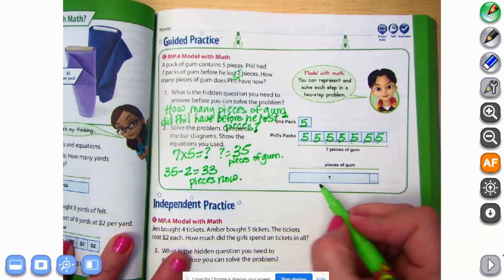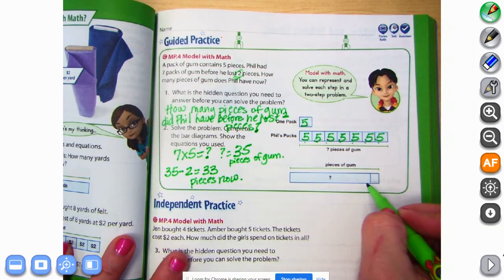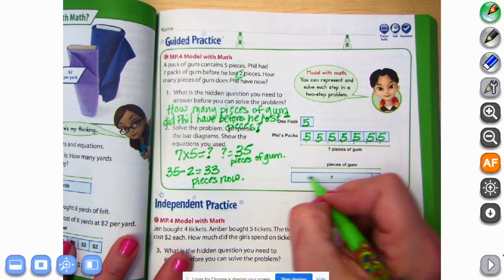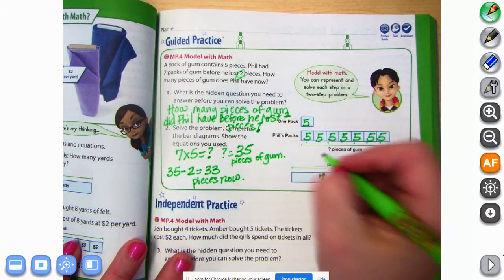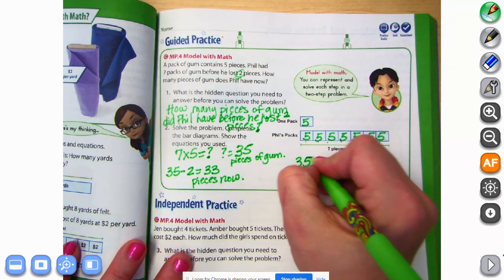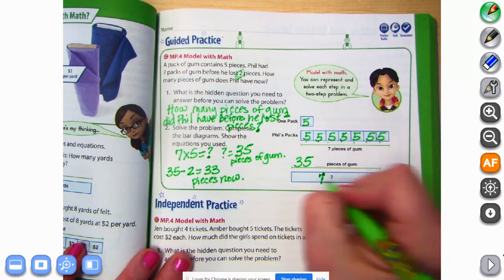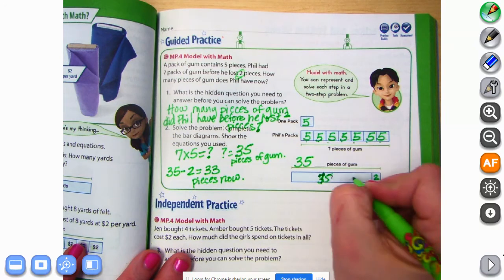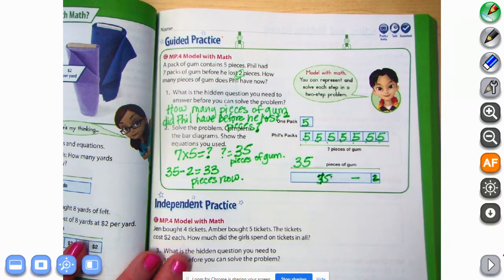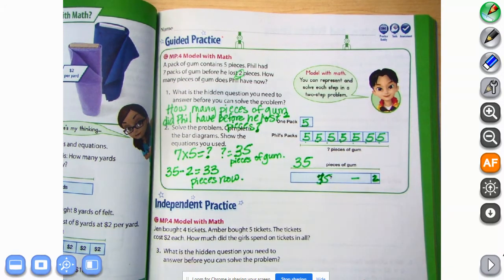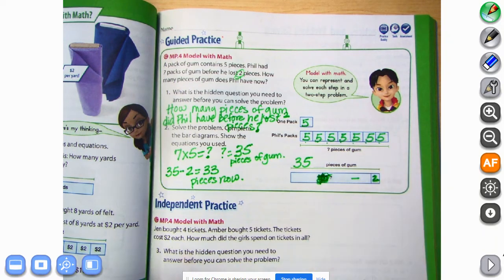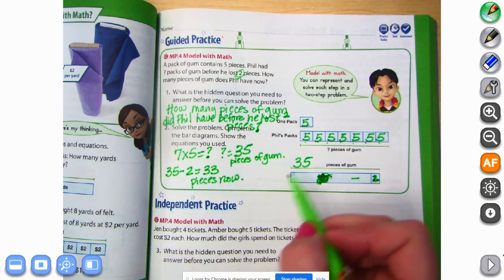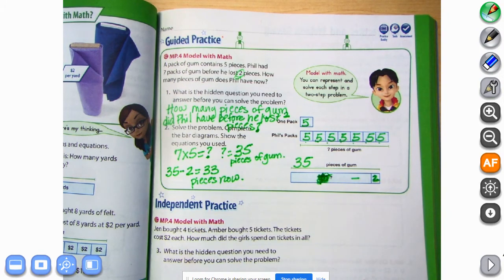So we can look right here. How many packs did he have? He had 7 packs. He had 35 pieces. And he took away 2. Oh, sorry, I don't need to put that there. Scribbling that out. I put it up here above it. There's 35 pieces minus the 2.